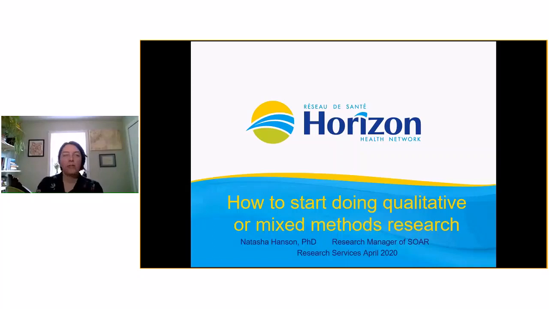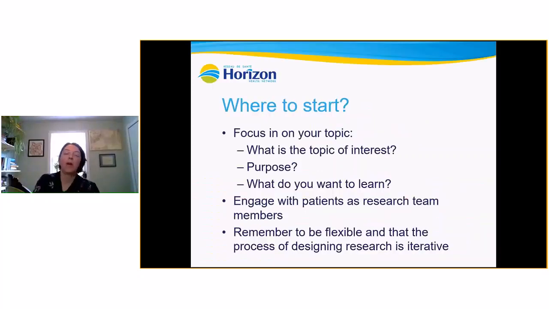So when thinking about where to start, as with any research, realistically, you're thinking about what's the focus, what is your topic of interest, what's the purpose, what do you want to learn? And in terms of whether or not you should do qualitative research, I think it really does depend on what it is you're actually trying to learn about. As we'll see, I think it plays a big role in whether it is a qualitative research design that you end up with. Is it mixed methods? Because they are answering different questions.